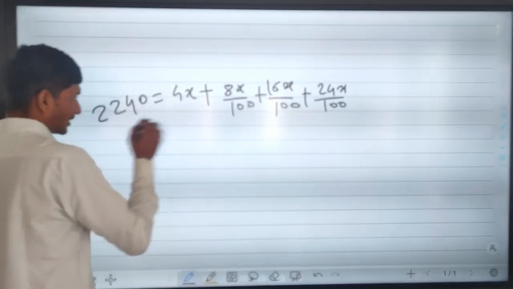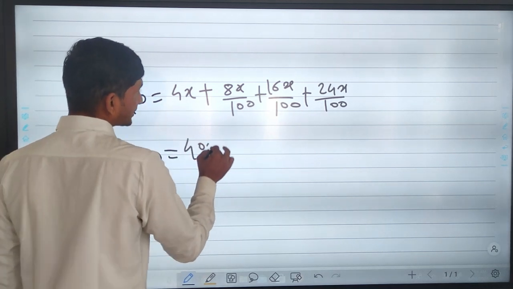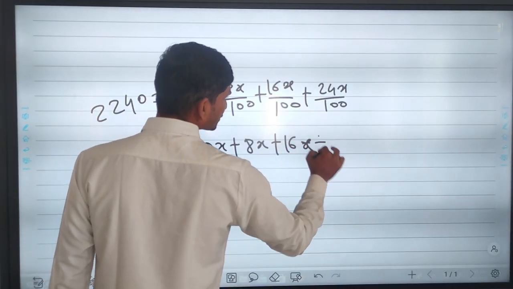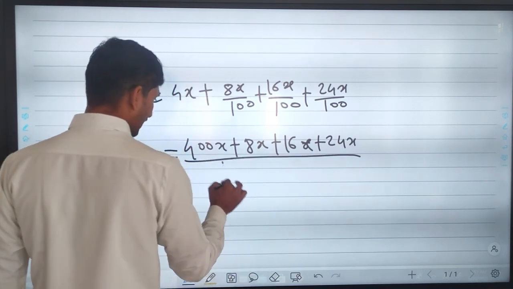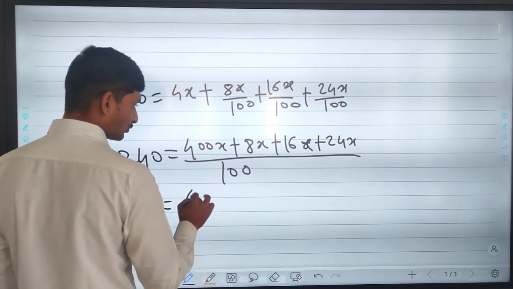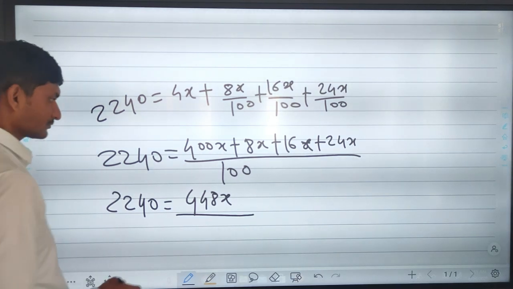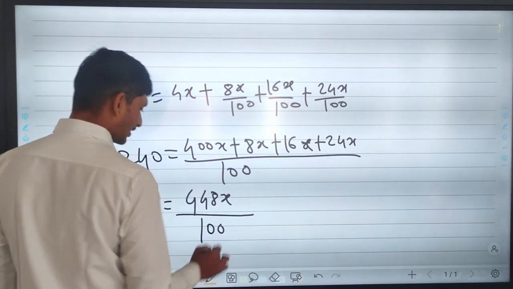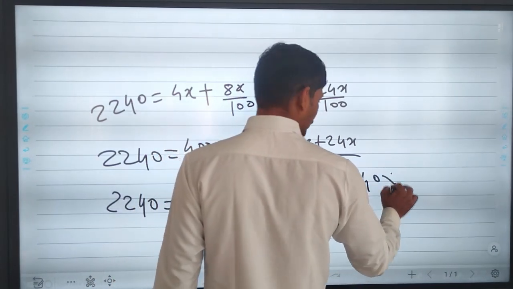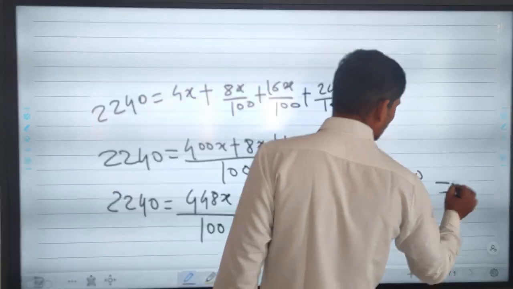Now here we get 2,240 is equal to 400X plus 8X plus 16X plus 24X divided by 100. Now here we write 2,240 is equal to 448X divided by 100. Now here we get the equation 2,240 into 100 divided by 448 is equal to X.